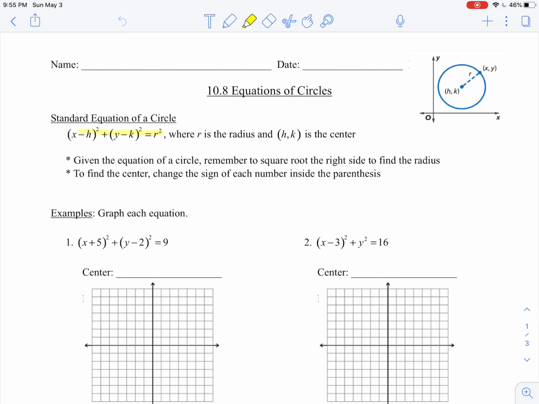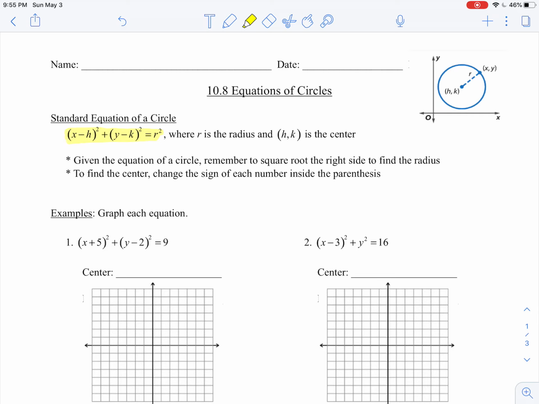The equation of a circle looks like this. It's (x minus h) squared plus (y minus k) squared equals r squared. H and K represent the x and y coordinates of the center. R, of course, represents the radius.